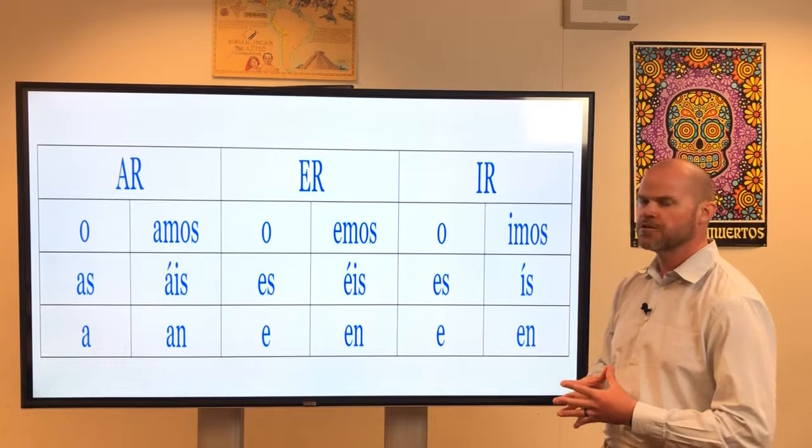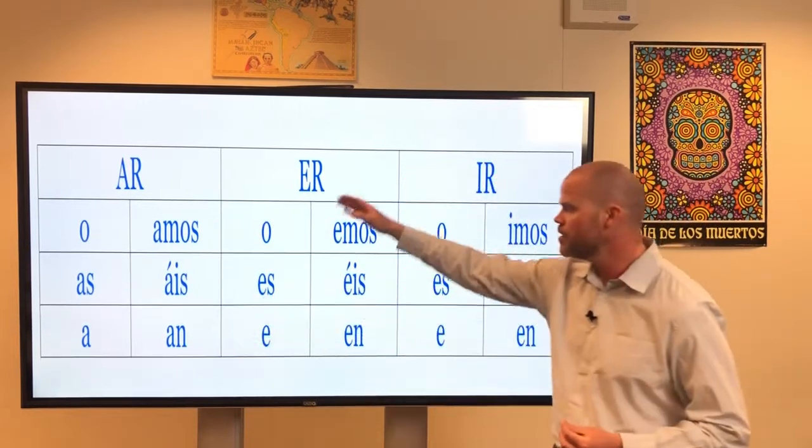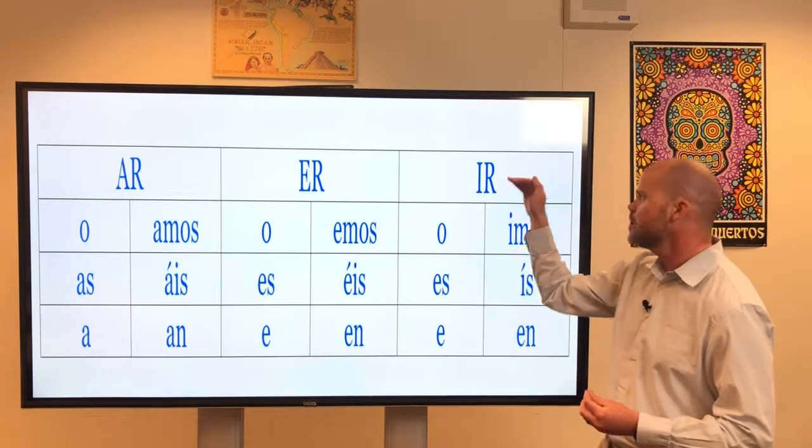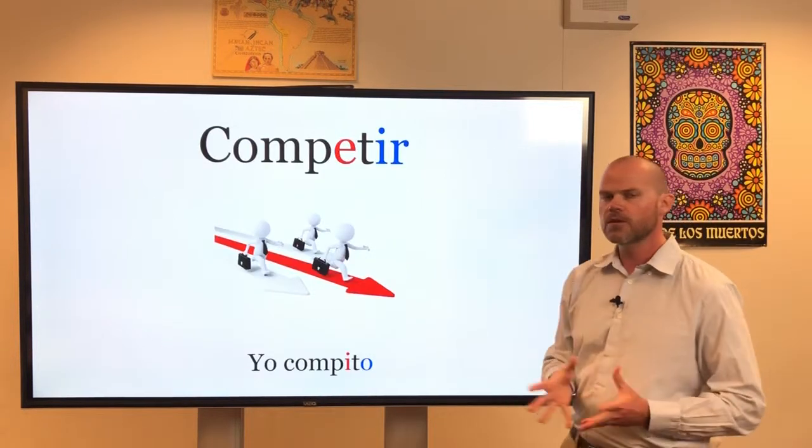Okay, so here's just a refresher of the AR endings in the present tense, the ER endings in the present tense, and the IR endings in the present tense. Those don't change. So let's take a look at some examples.